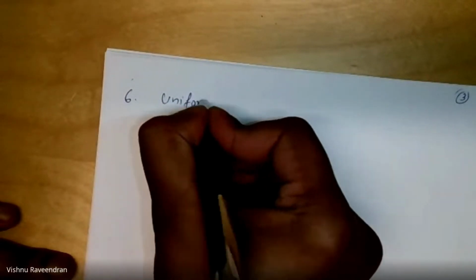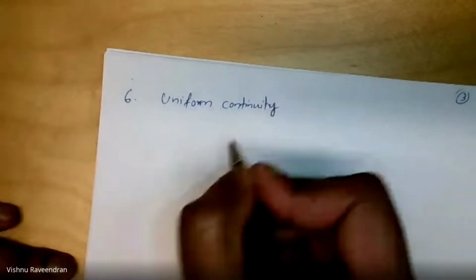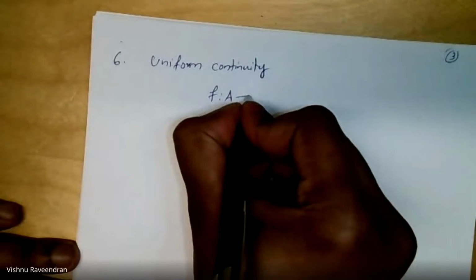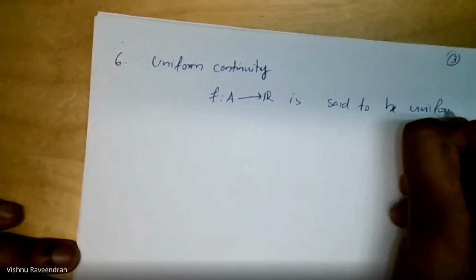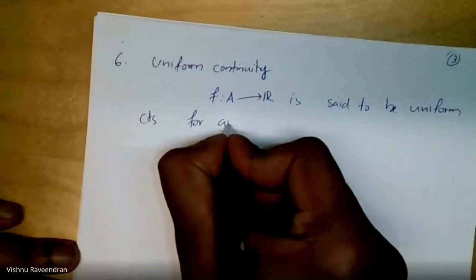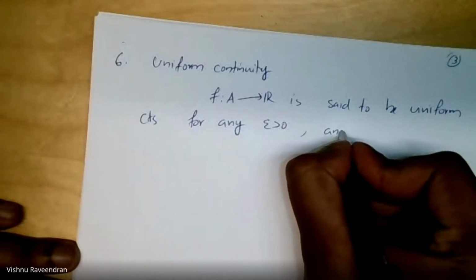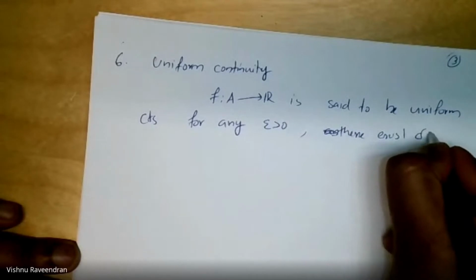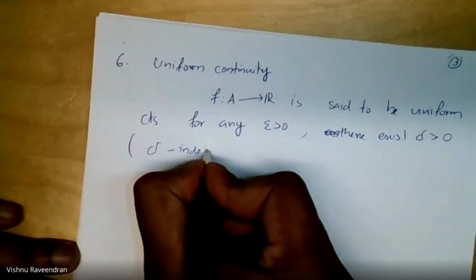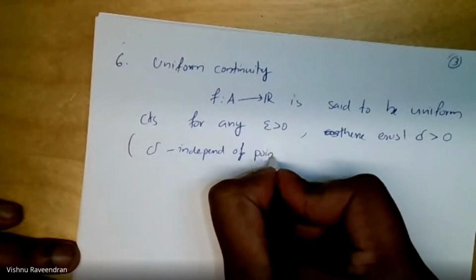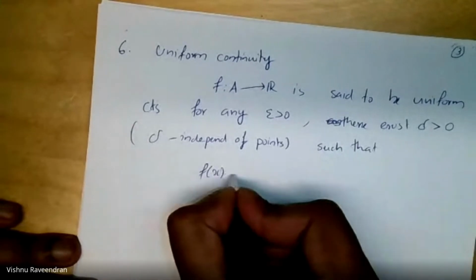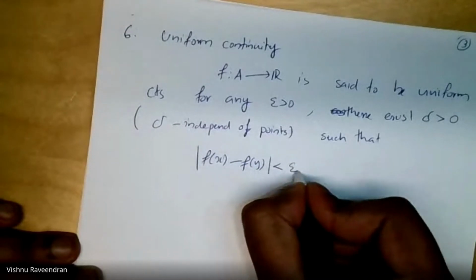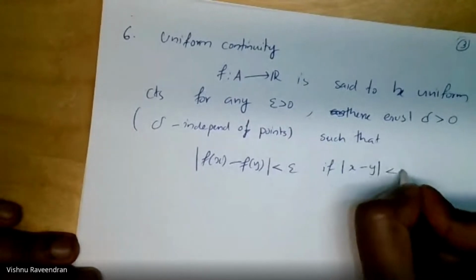So we need to know this concept of uniform continuity. We say f from some A to R is said to be uniformly continuous if for any epsilon greater than 0 there exists delta greater than 0, where delta is independent of points, such that the absolute value of f of x minus f of y is less than epsilon if the absolute value of x minus y is less than delta.